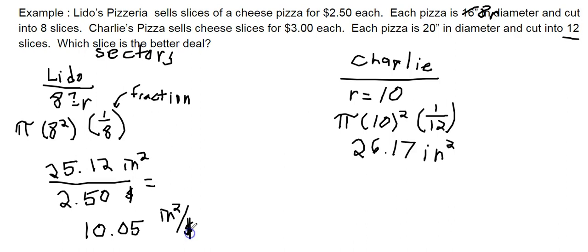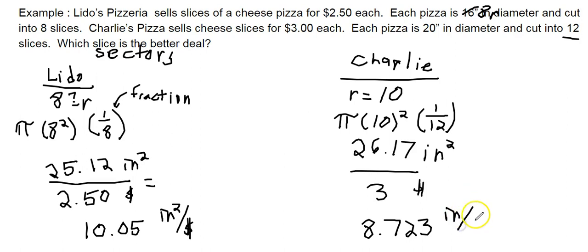That means for every dollar I spend over at Lido's, I get about 10 square inches. Now over at Charlie's here, I'm going to take that 26.17 and divide it by $3, because they're $3 per slice. See that? $3 per slice right there. So when I do that division, Charlie's here is going to be 8.723 square inches per dollar.